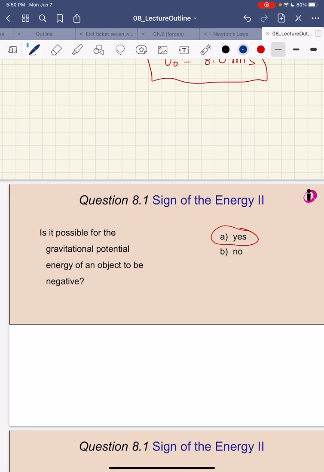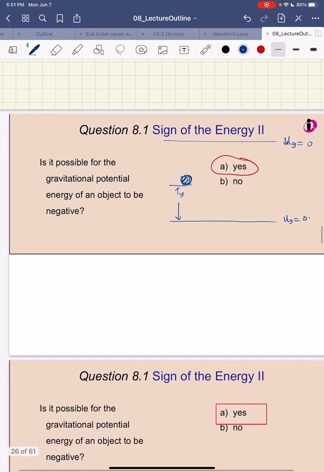Then I will say, if I have, let's say, a ball sitting here, and this is my UG equals 0, then I will consider this as my y, which is above. Then here my gravitational potential energy can be positive. But what if I decided the highest point is going to be my UG equals 0? Then you're going to find that the position of the ball is going to be below my reference, and this is going to make it negative.